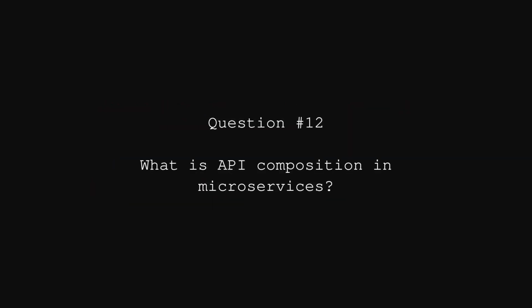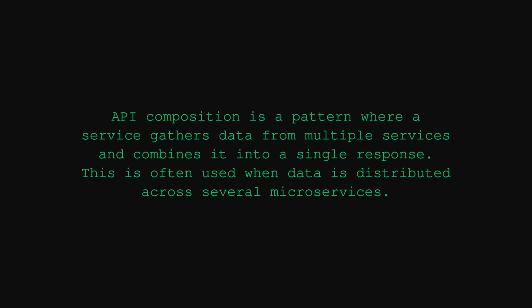Microservices and system design interview question. What is API composition in microservices? API composition is a pattern where a service gathers data from multiple services and combines it into a single response. This is often used when data is distributed across several microservices.